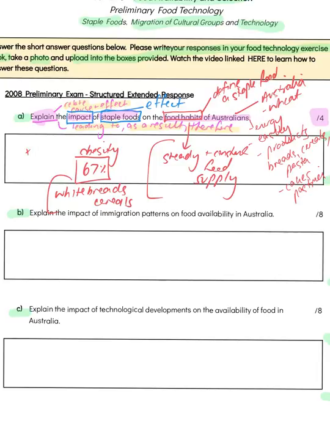A positive impact that you could mention is the fact that due to migration, we also have a range of other staple foods that are available, like rice and potatoes and maize, due to cultural migration. So we do have a range of staple foods, but our primary staple food, which is wheat, should be the focus of your response. So that is how you would answer that question. Explain the impact of staple food of the food habits of Australians.